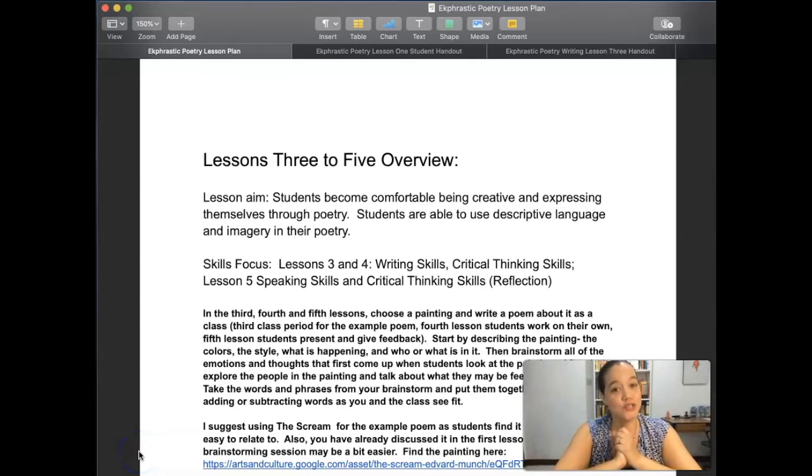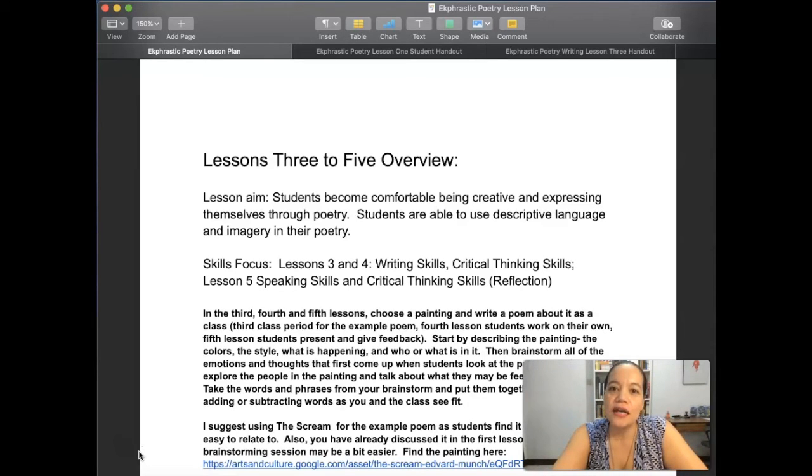Lesson 3 to 5. In these lessons, you are going to be preparing your students to write their own ekphrastic poems. They will be writing them, and then they will be sharing them. All right. So in these lessons, we're hoping that the students will be as creative as possible, and that they will really be able to use all of the words that they know that have to do with emotions and feelings and descriptions and everything related to art.